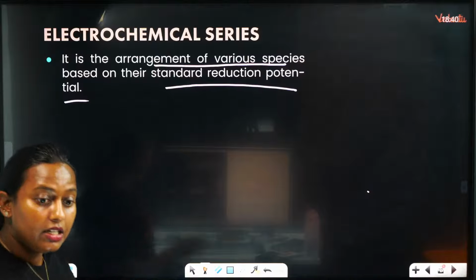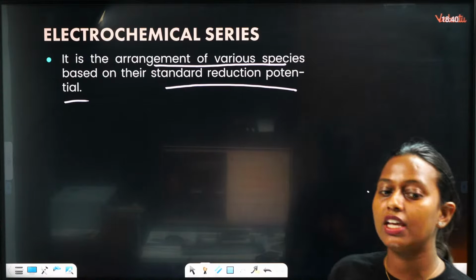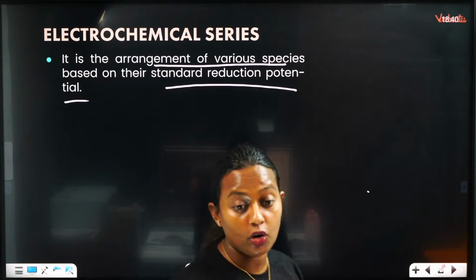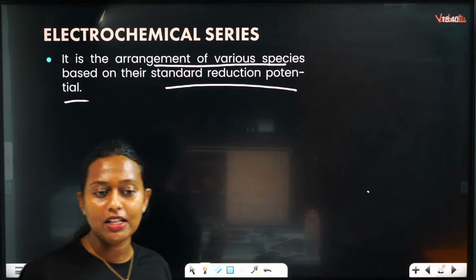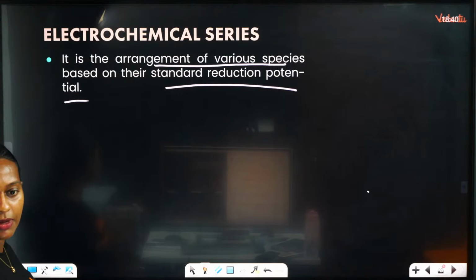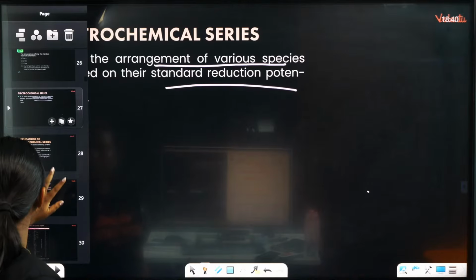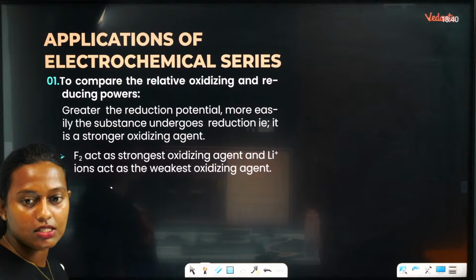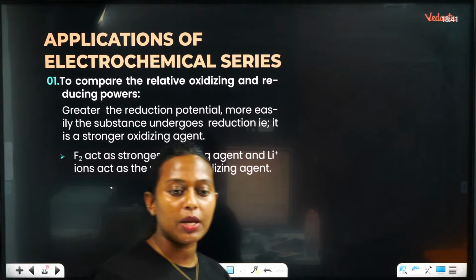Electrochemical series is an arrangement of various species based on their standard reduction potential. So next we are moving to applications of electrochemical series.